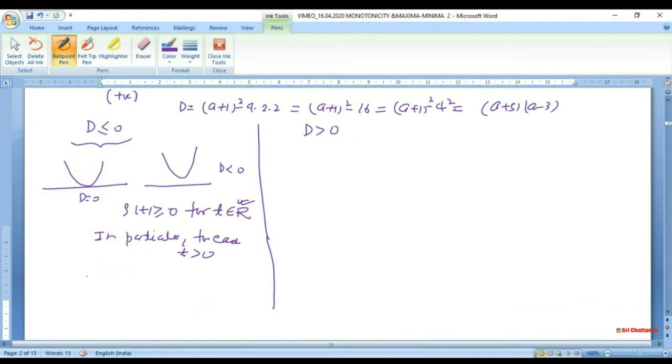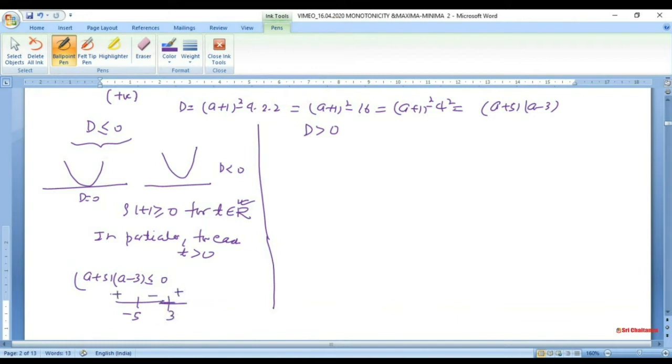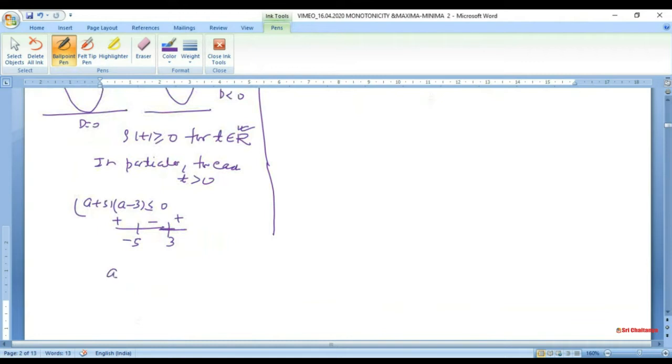Now d less than or equal to 0 means (a plus 5) times (a minus 3) less than or equal to 0. That will give me on the wavy curve, on the number line, minus 5 and 3. And so we know that after it is positive, so positive, negative, positive. So we can say that in this case, all solutions of a that belong to minus 5 comma 3, this whole closed interval, every a from this interval works.